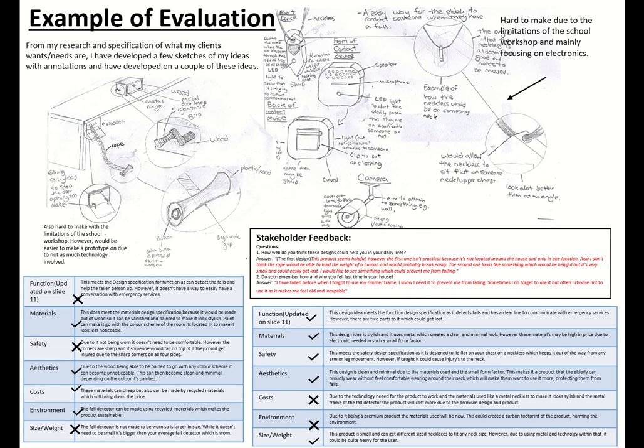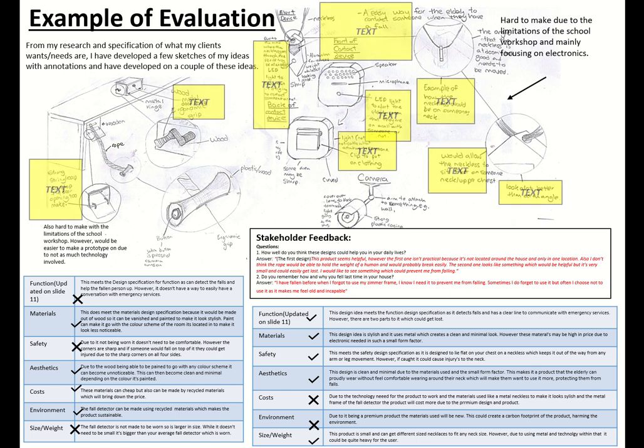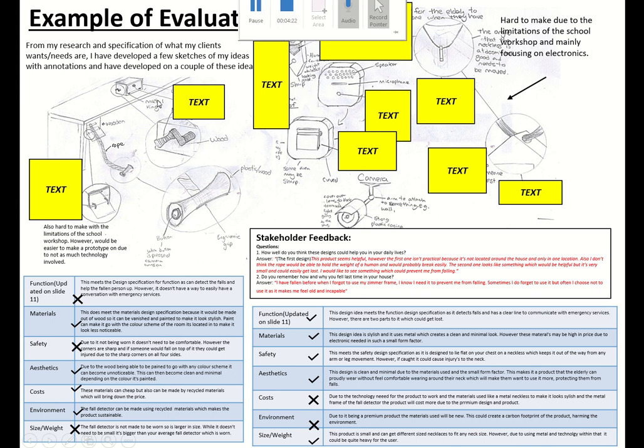And then later in the process you'll evaluate. And the idea here is you use your specification and stakeholder feedback to come to a judgment. So this student has got text all over his sketches where he's annotated. He's copied his specification from earlier, and he's just ticked the points he thinks he's met. He's also got some stakeholder feedback where he's got questions and their responses about these ideas he's sketched. So that will happen later in the process.